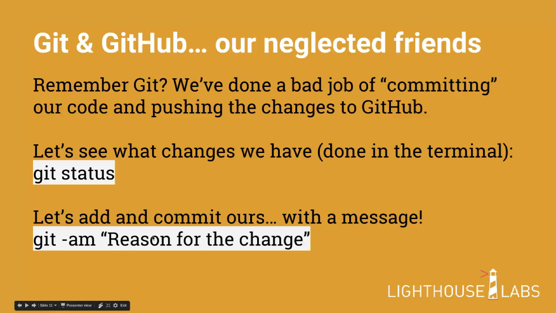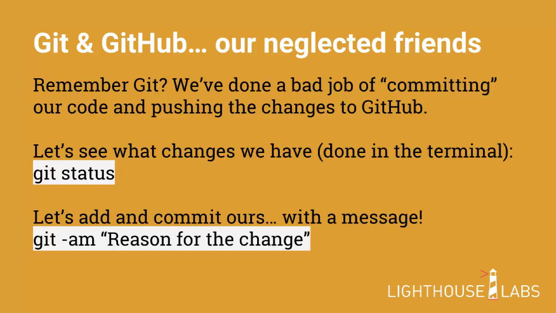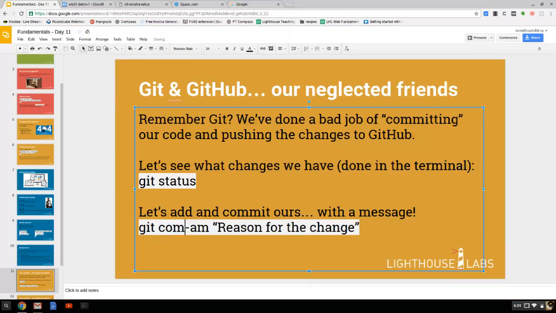You want to see the differences that you've made, or you want to see new files that are waiting to be tracked. You type git status. This one's wrong. This should be git commit -am. I wonder if I can fix that. I'm going to fix it right now. Git commit -am.